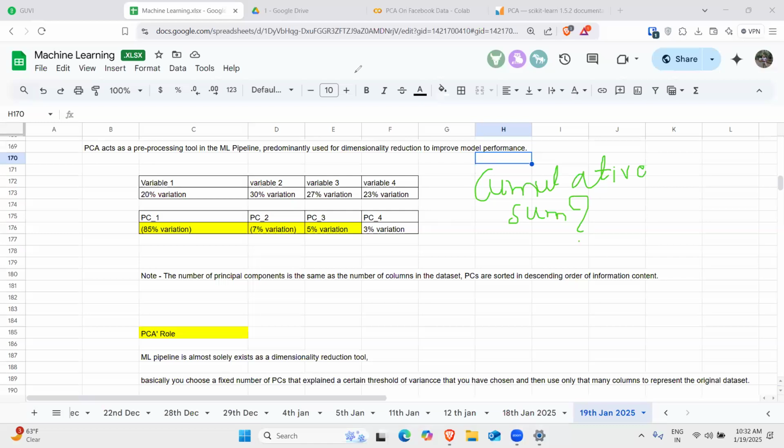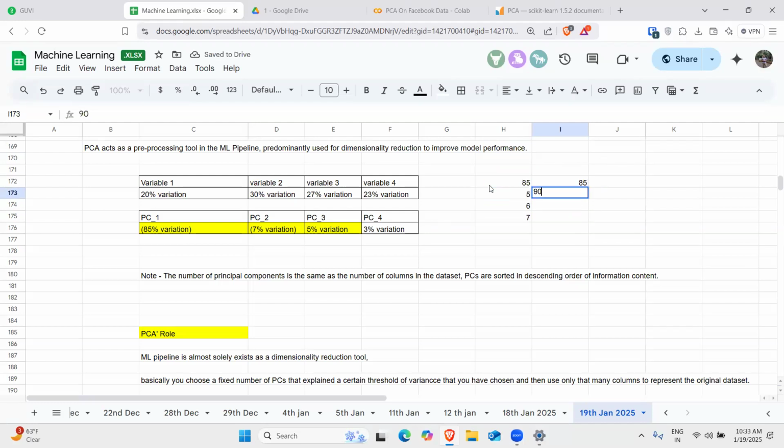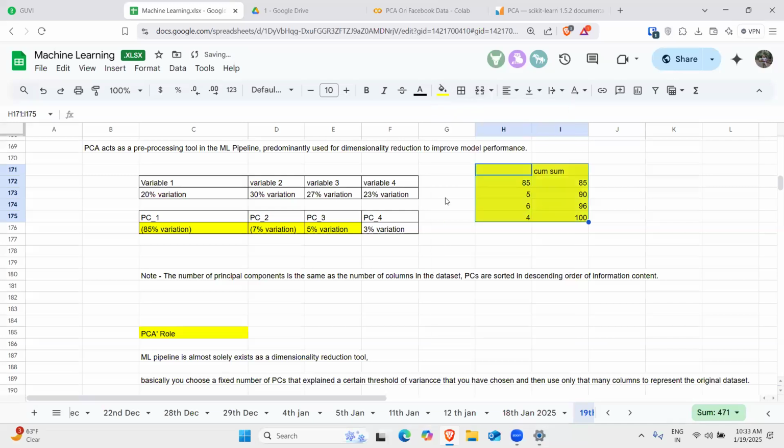Do you know this? It's simply something we used to do at school level, right? Do you remember that? We used to take a cumulative sum: 85, 85 plus 5 is 90, 90 plus 6 is 96. And let's say this is 4, so 96 plus 4 is 100. So this column is known as the cumulative sum, right? That is what we are doing over here.